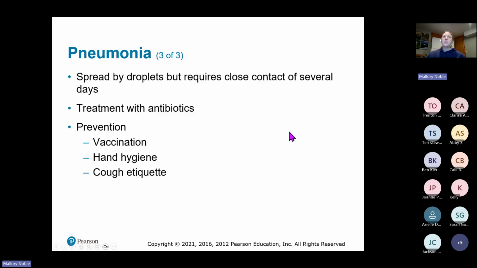Pneumonia is spread by droplets, but does require close contact of several days. Treated with antibiotics. Prevention: there is actually a vaccine for this. I think anybody over the age of 65 or anybody at a high significant risk for pneumonia is recommended to get that vaccine. Good hand hygiene, good cough etiquette.